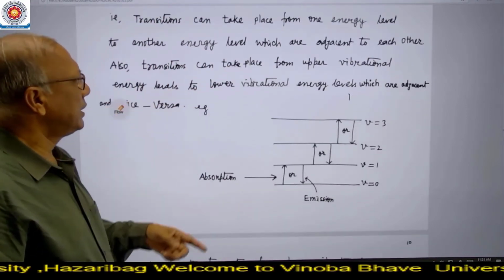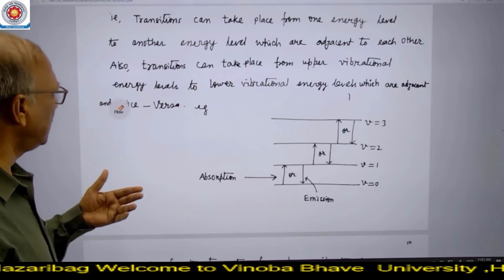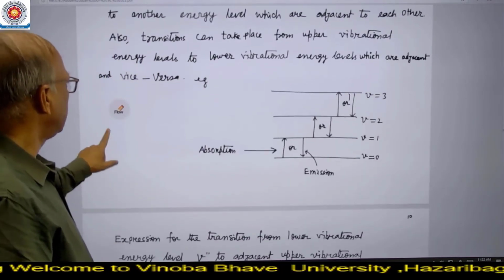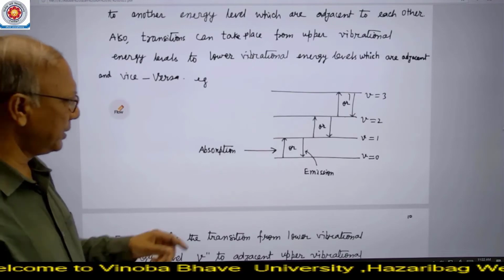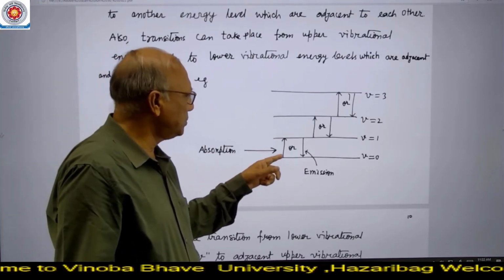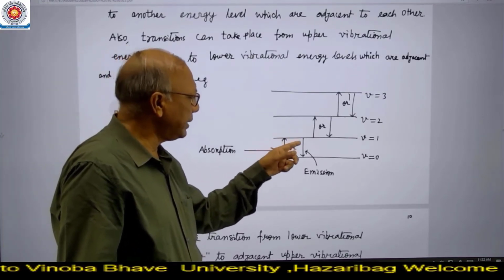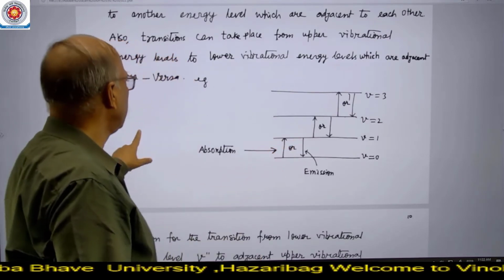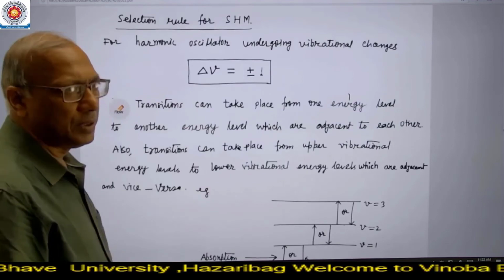Also, transition can take place from an upper vibrational energy level to the lower vibrational energy level which are adjacent to each other, and vice versa. That is, from the lower energy level to the upper energy level and from the upper energy level to the lower energy level. Both transitions are possible because the selection rule is delta V equal to plus or minus 1.